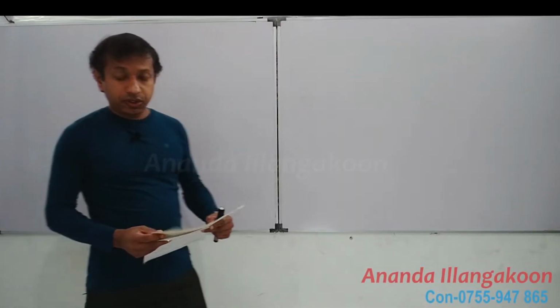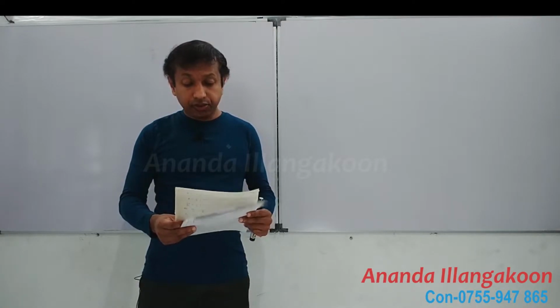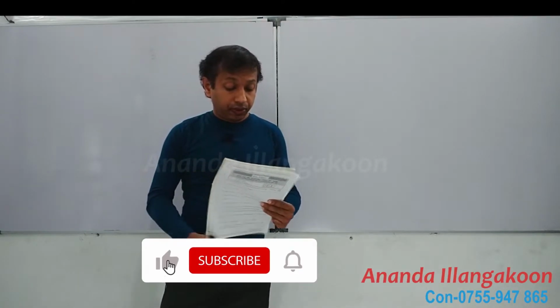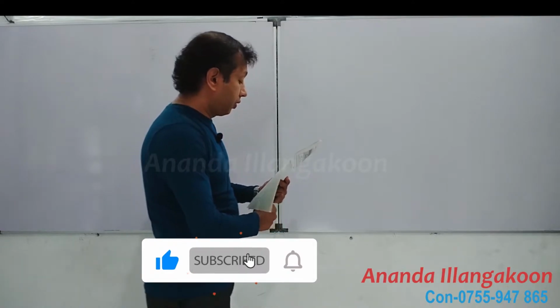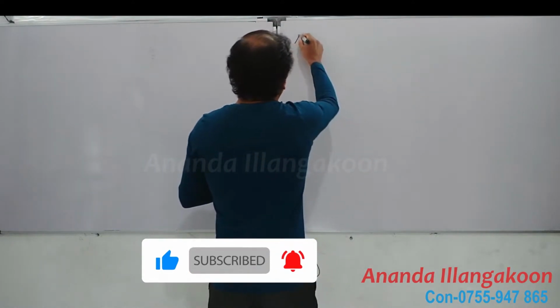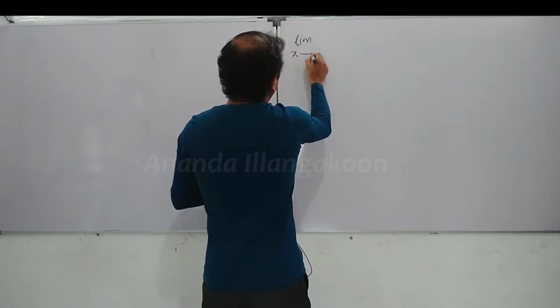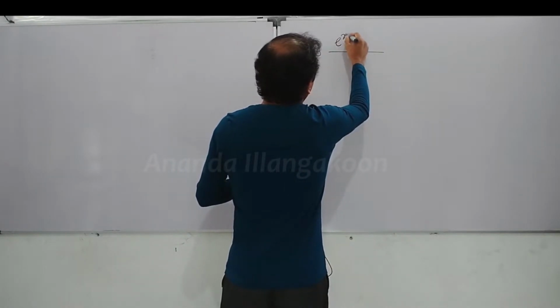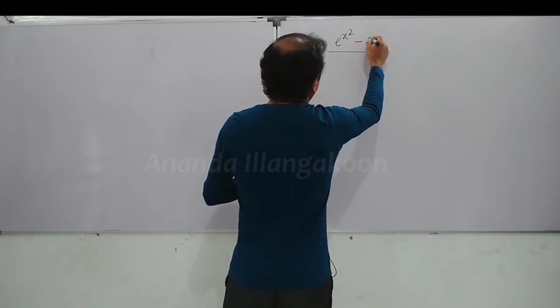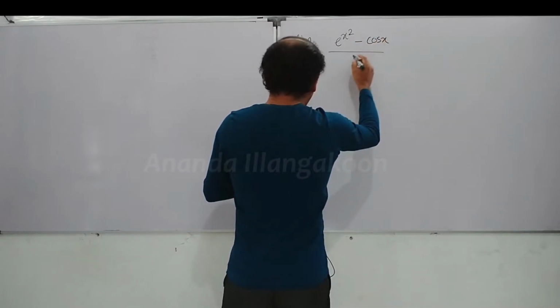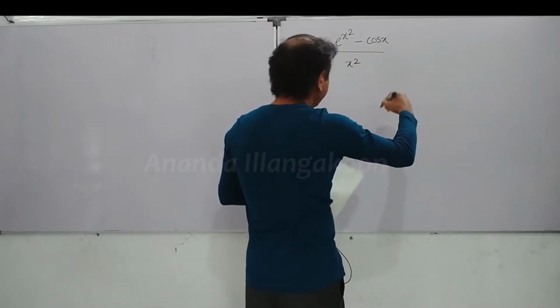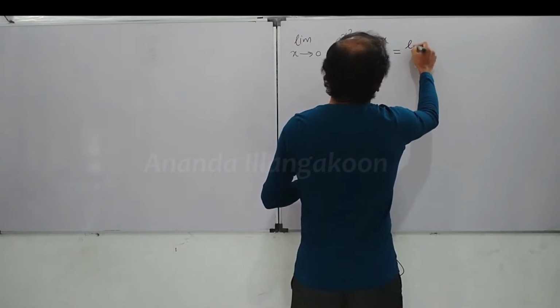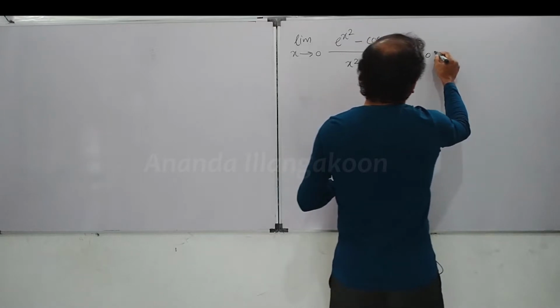Next, question number 13, differentiation part. Given the limit question like this: limit as x approaches 0 of (e^(x squared) minus cos x) divided by x squared. I can write this limit as x approaches 0.